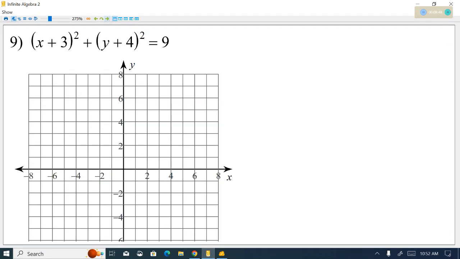So for number 9, I'm going to recommend that you guys try this one on your own right now, see if you got the idea. Put the center, get the radius, and then graph it. If you don't have a compass, I guess you could do it, but everybody in class right now has a compass, so the circles should look pretty crispy. All right, so we'll look at number 9.